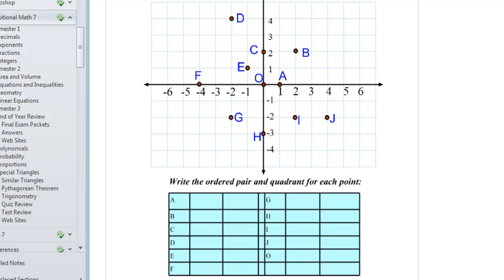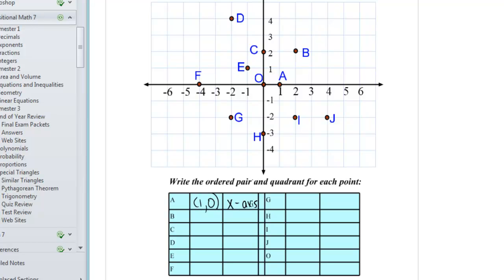I'm going to do a couple of these with you and then have you finish listing the ordered pairs and the quadrants for each of these points. Let's start with point A. What do you think the ordered pair is for point A? What's your x value? We moved over 1 in the positive direction going sideways, so that's our x value. What about your y value? Did we go up or down at all? No, so our y value is 0. And what quadrant is that in? It's not in a quadrant, is it? Where is it? It's on the x-axis. So that's what we put for quadrant.